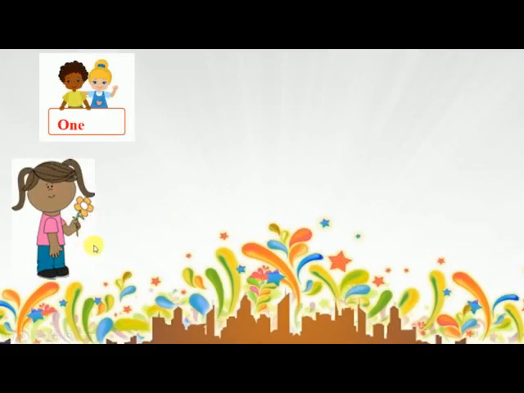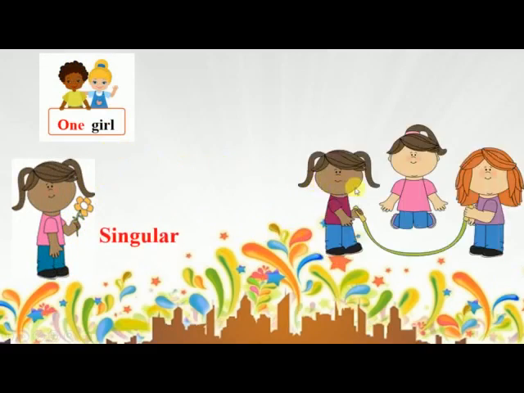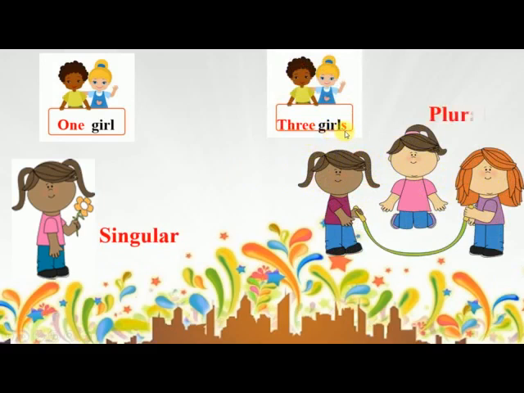How many girls do you have here? 1. Very good. 1 girl. Let's make 1 girl in plural. How many girls here? 1, 2, and 3. So we write 3, and I write girl, but what do we add? S. So in the plural, we add S to the noun.